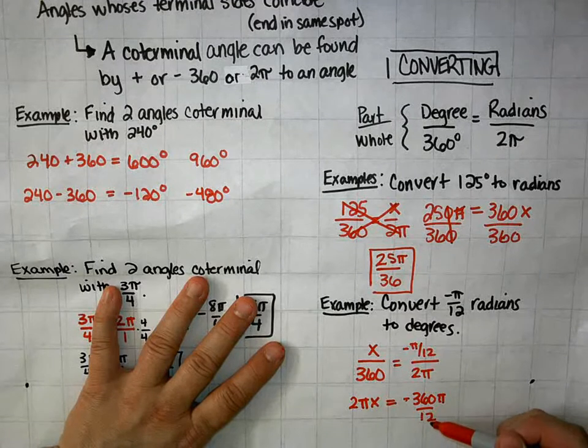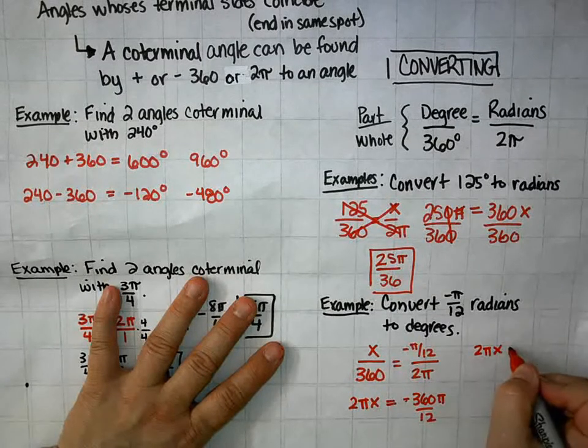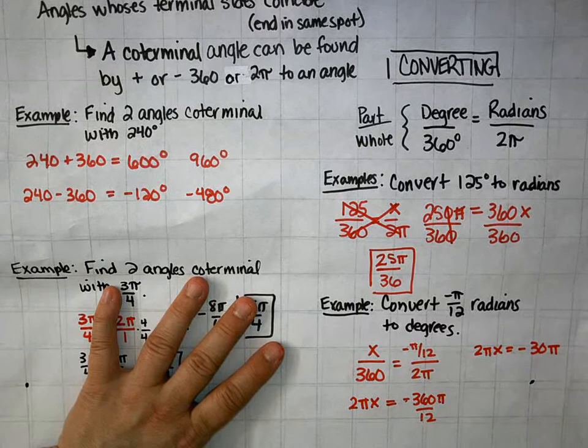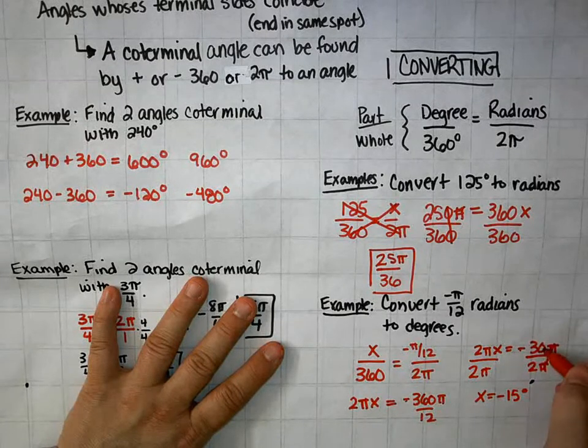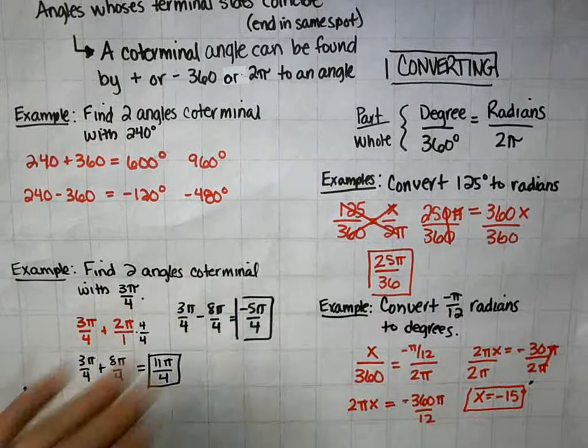is really 30 pi. So I'm going to get 2 pi x is equal to negative 30 pi. Now to get x by itself, I'm going to divide by 2 pi, and I get x is equal to negative 15 degrees. Notice the pi's cancel out and I just get negative 30 divided by 2. And there's my answer.